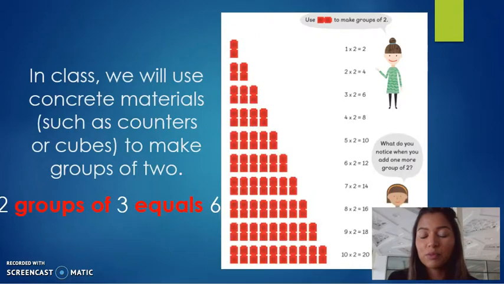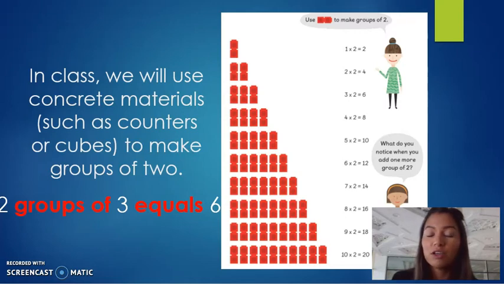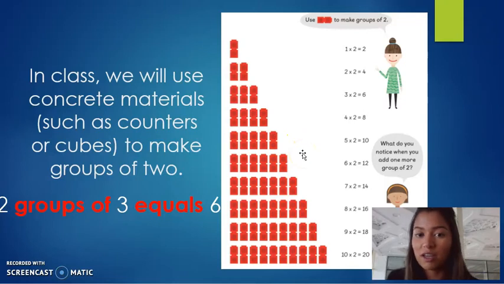So in class, we'll be using concrete materials. That would be cubes, counters, anything that we could make equal groups of 2s with, and showing these to the children so they can see clearly that 3 groups of 2 makes 6, that 5 groups of 2 makes 10. It's trying to eliminate the misconception and the confusion with addition at this point.